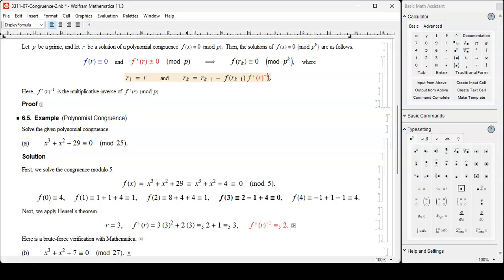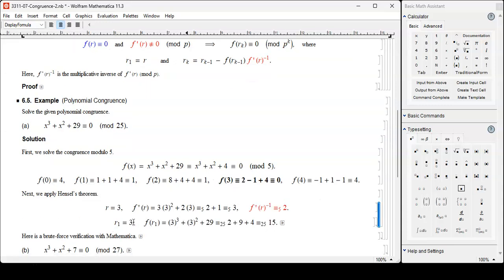How about r k minus 1? Well, r is 3. Next, we have to find r1, but that's easy. r1 is equal to r, so that's going to be 3. And then we need f of r1. Let's work it out. r1 is 3. For f of r1, just plug in 3 in place of x here and there. And then 29 is congruent to 4 modulo 25. So eventually we are going to get 15.